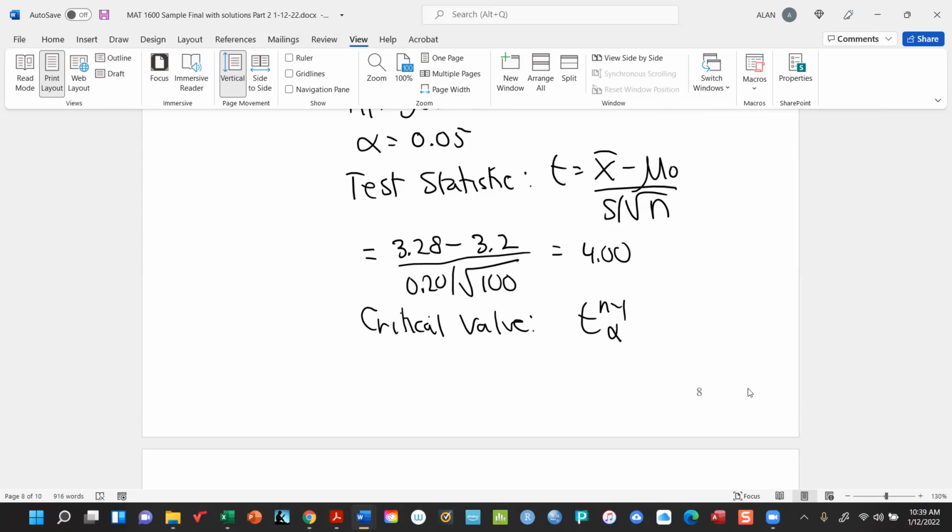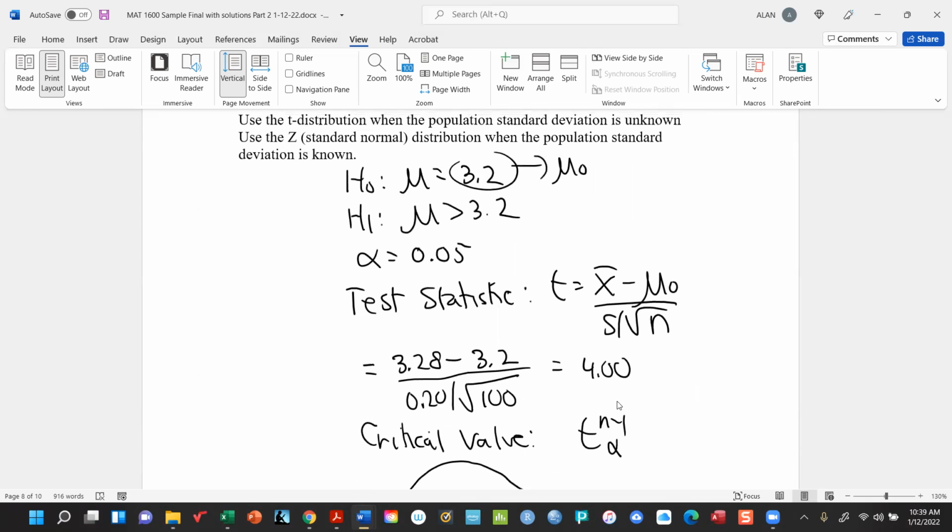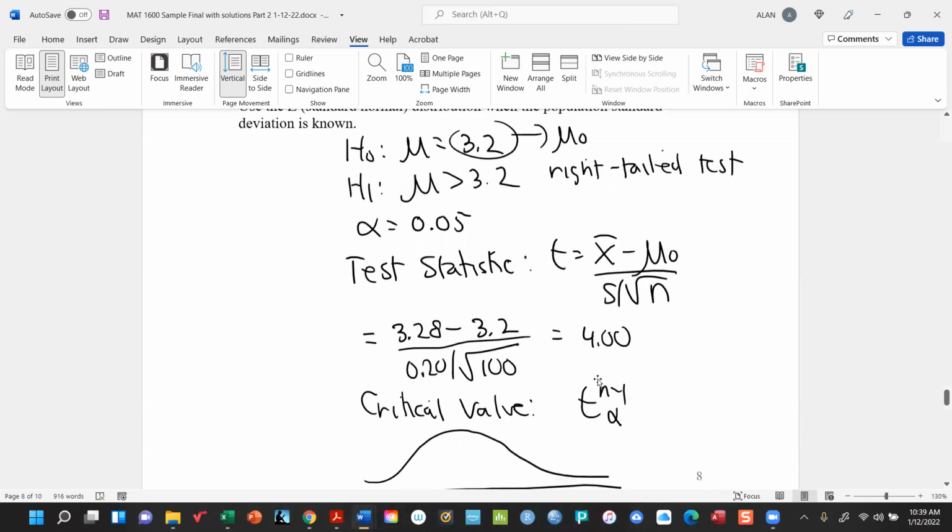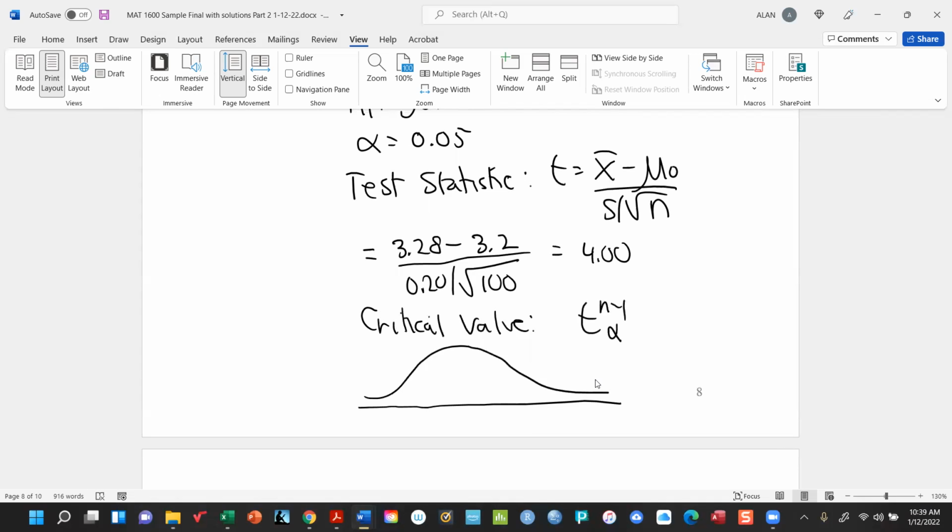Okay, so remember how this works. Since it's a right-tailed test, how do you know that, by the way? Because the alternative is that the mean is greater than 3.2. A left-tailed test means it's less than, and a two-tailed test means it's unequal to. So the critical value is based on the alternative hypothesis.